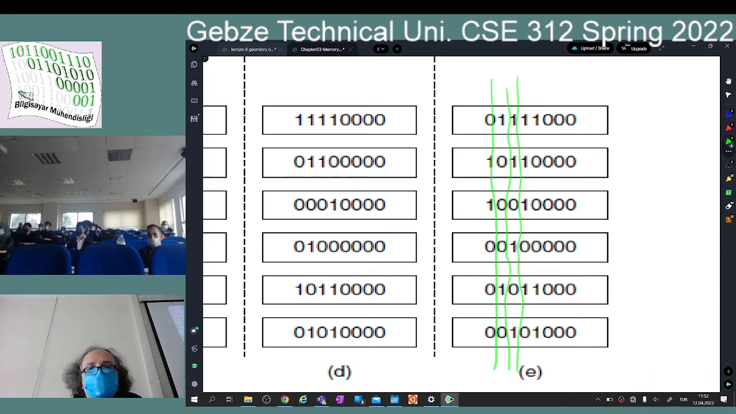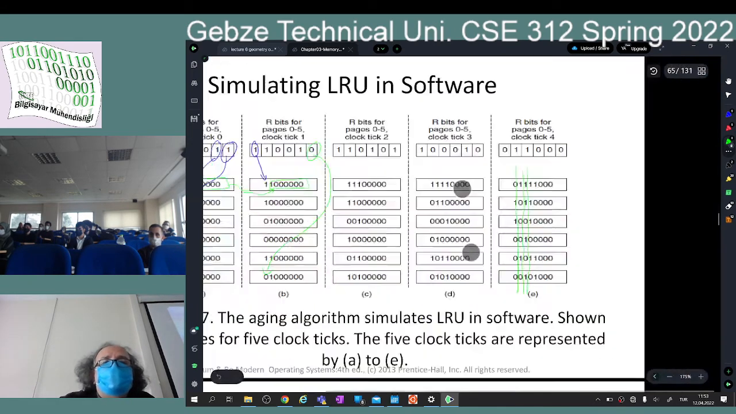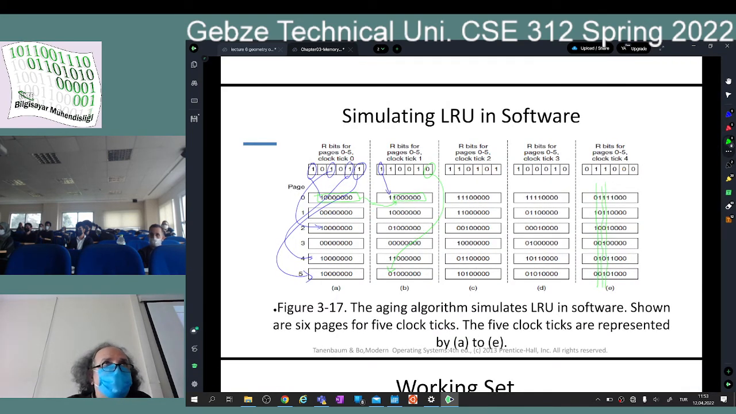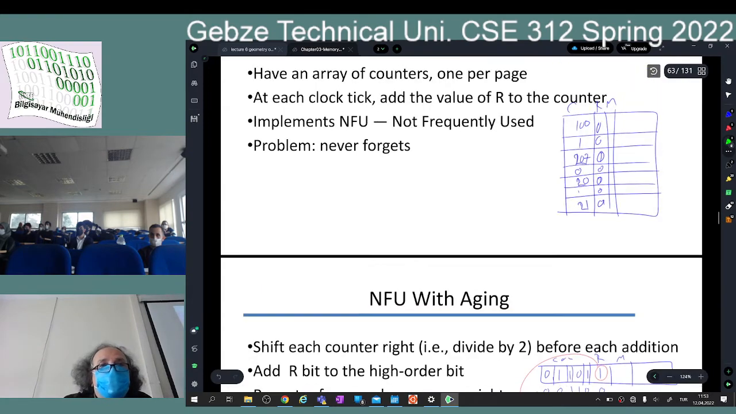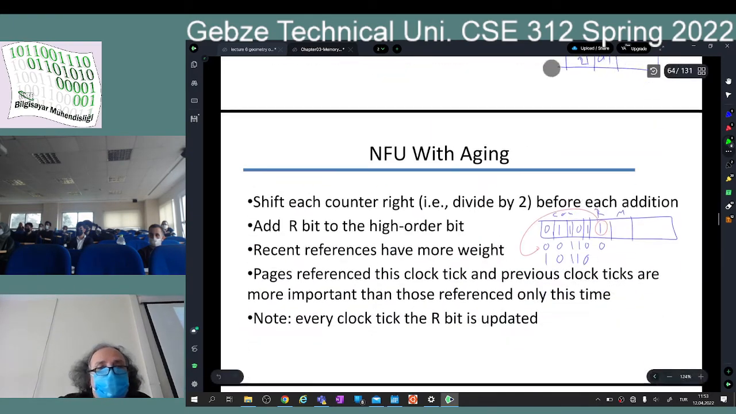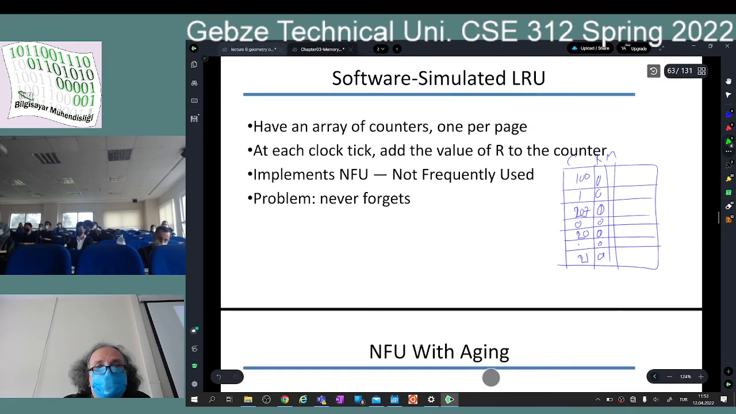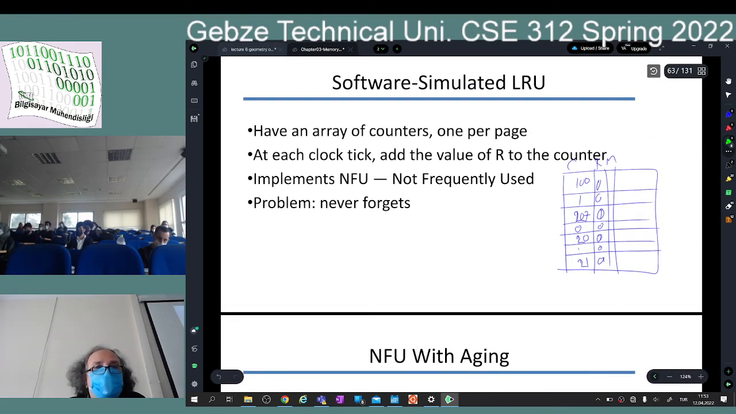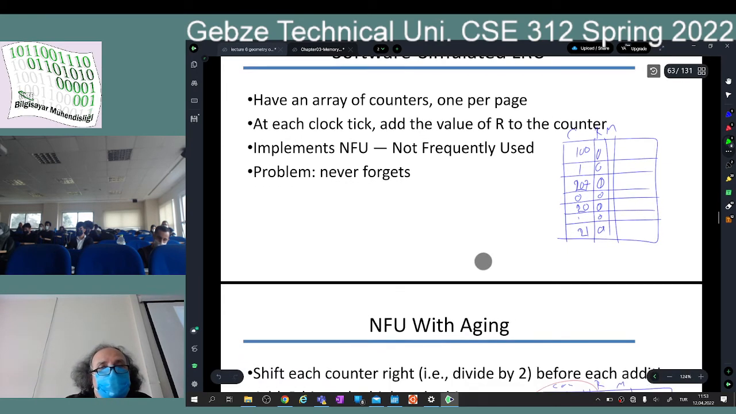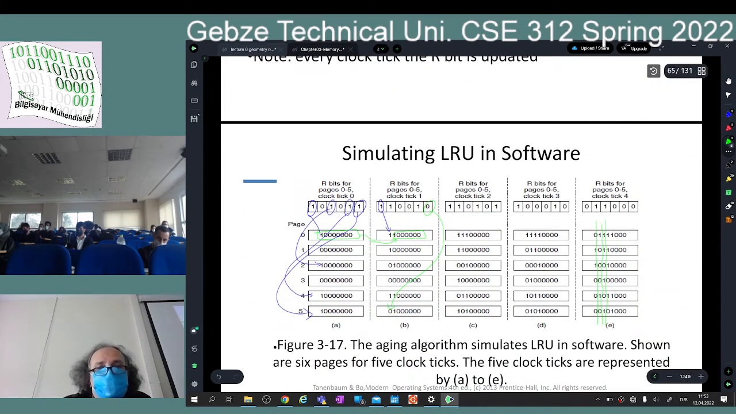It goes that way. And would you say, isn't this expensive? How can I keep such a counter for each page frame and update that? Well, this is expensive, but I am not doing this at every memory access, right? I am doing this only during the clock interrupts. At each clock tick, add the value of R to the counter after shifting, by adding to the most significant digit.